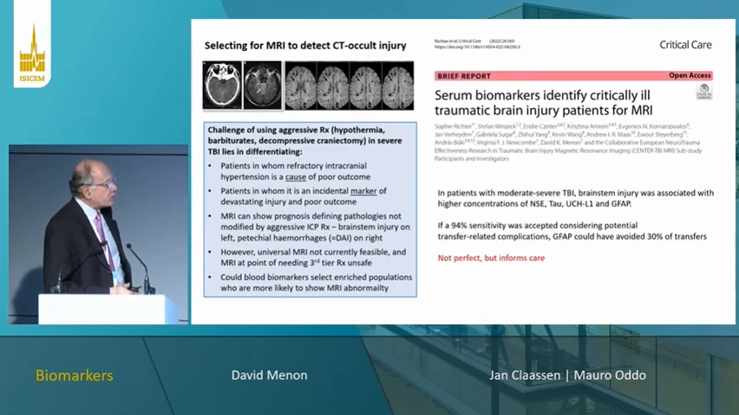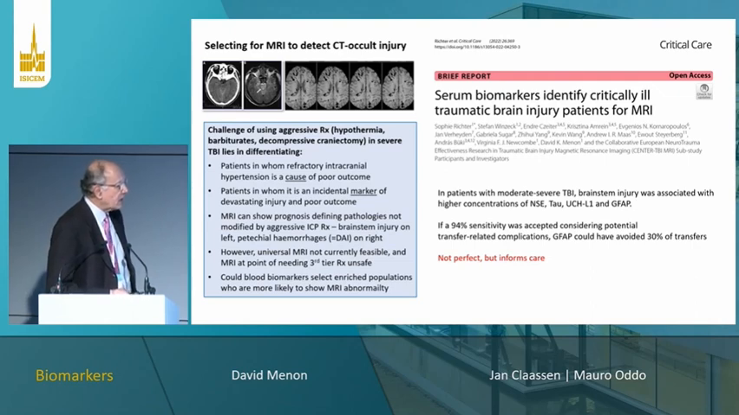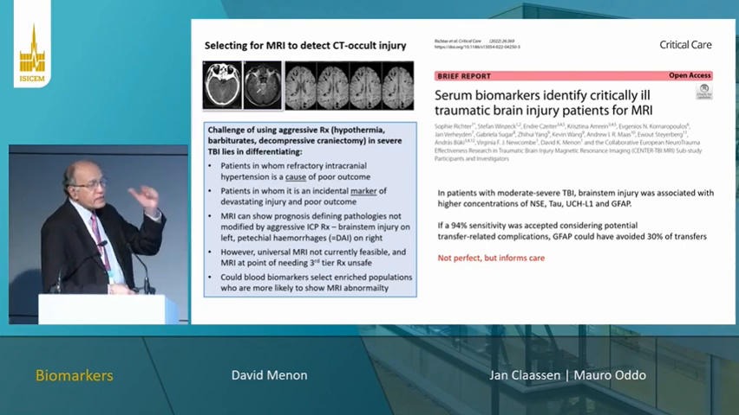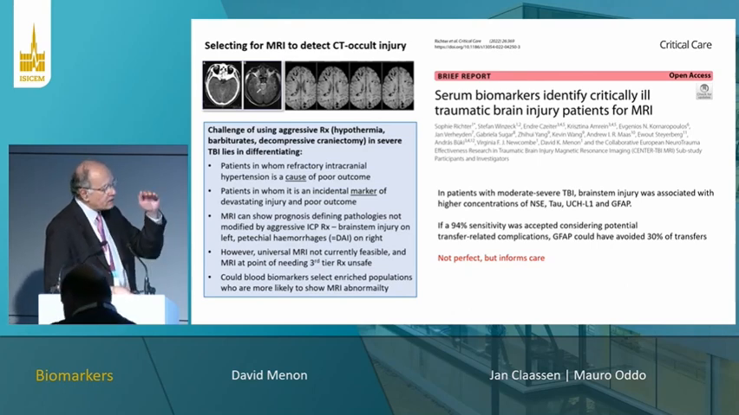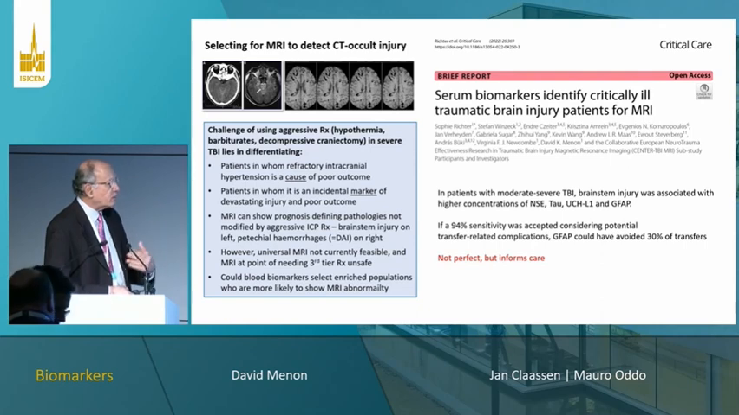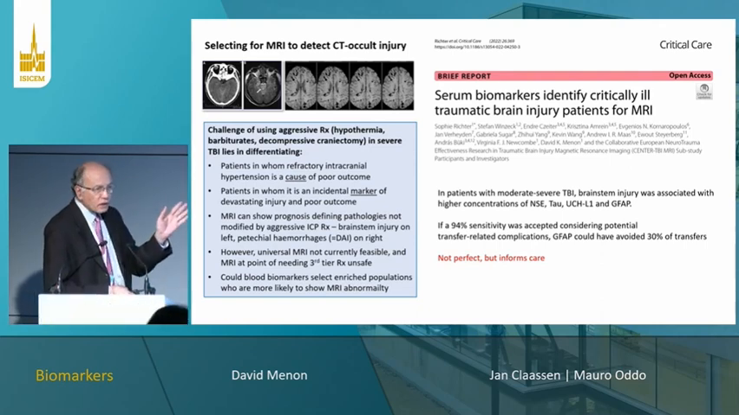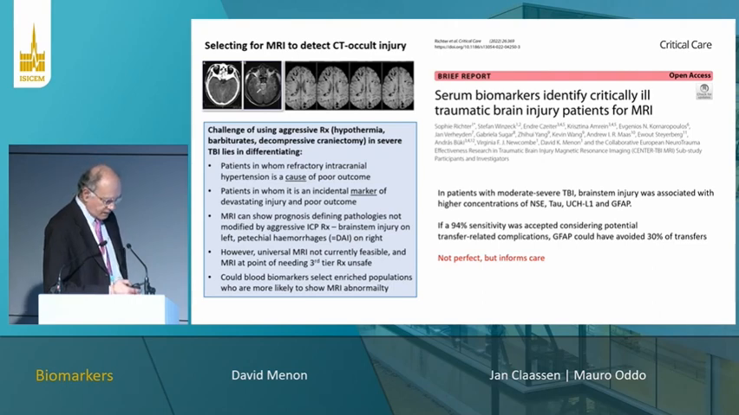And in this paper that was published earlier this year, we found that in patients with moderate to severe TBI, brainstem injury was associated with higher concentrations of NSE, tau, UCHL1, and GFAP. And if you wanted to reduce the risks of transfer, it also reduces cost, but the cost reductions are minimal, but it's the risks of transfer, then GFAP would allow you a 94% sensitivity. Now, this is not perfect, and you may choose to do MRs more than that, but it certainly helps your decision-making and is one more piece of the puzzle.